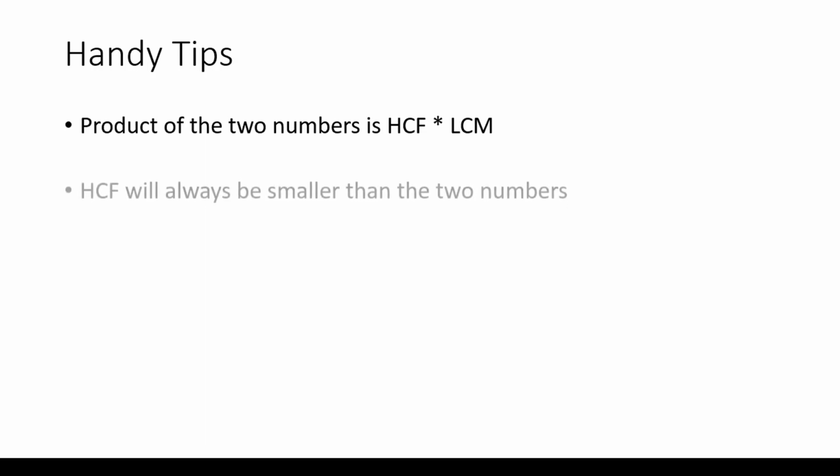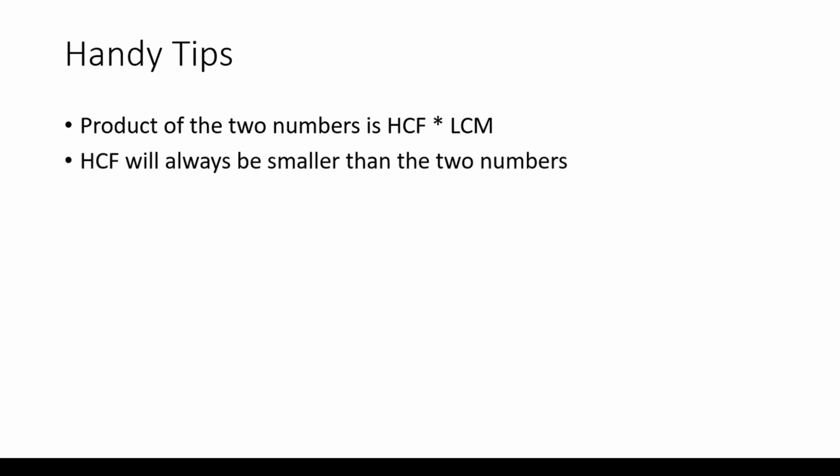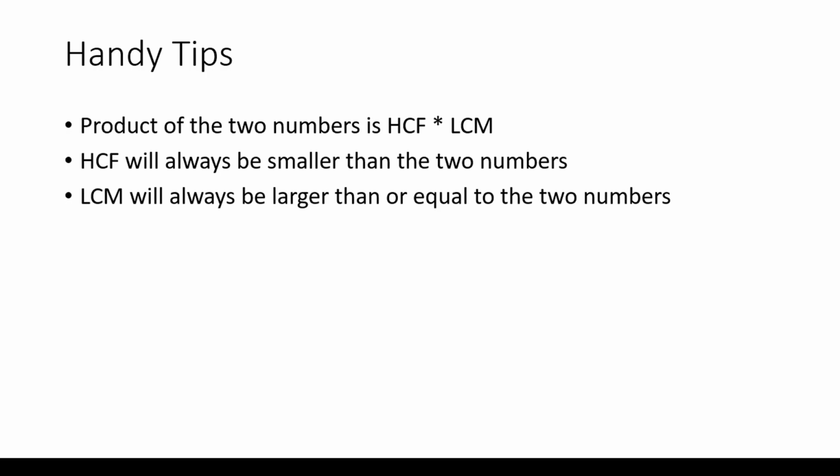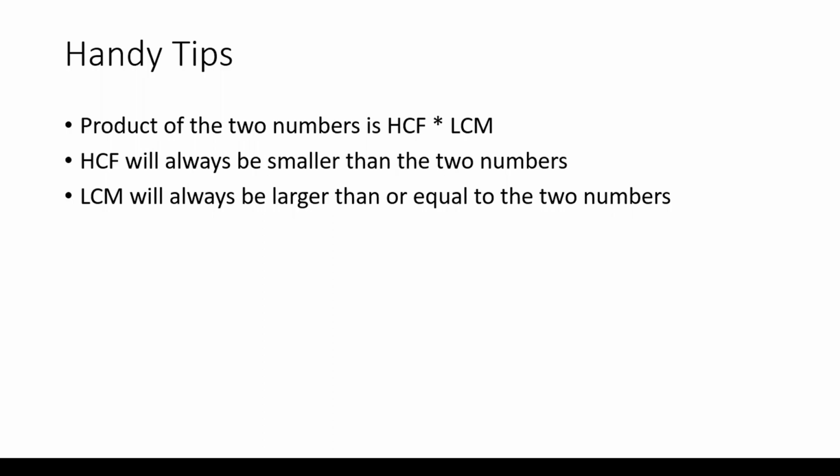Those two problems should let you know. And anyway, the HCF will always be smaller than the two numbers or equal to the smallest of the two numbers. Because say you have 15 and 33, HCF is 15. The LCM will always be larger than or equal to the two numbers. So the LCM, say you have 15 and 30, the LCM will be 30, so it's equal to, but it could also be 15 and 20, larger than 60.